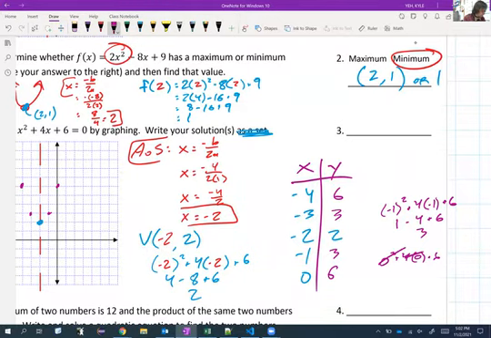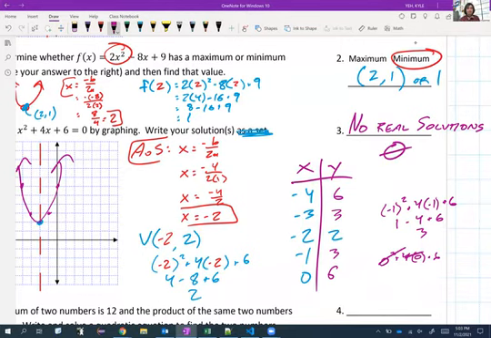And again, what's going on here? Because this is my graph. Where am I hitting the x-axis? Nowhere. So what are my solutions? There are no real solutions. There are no real numbers that can make this correct. We could also say the empty set, but we never hit the x-axis.